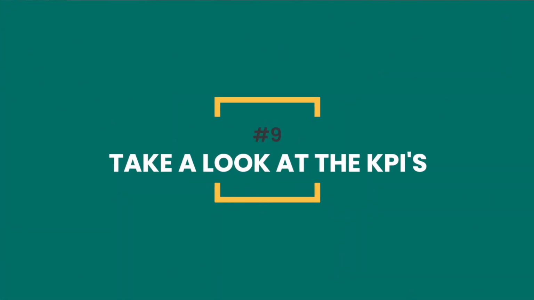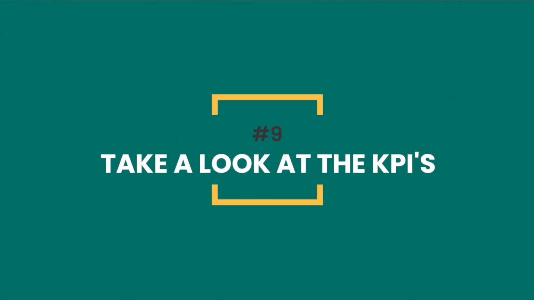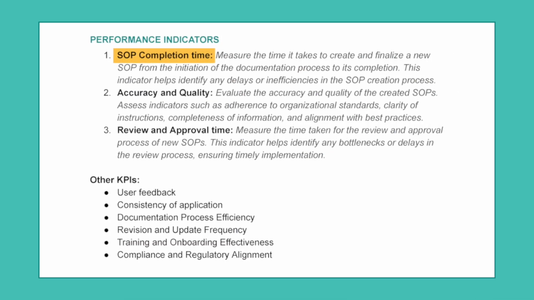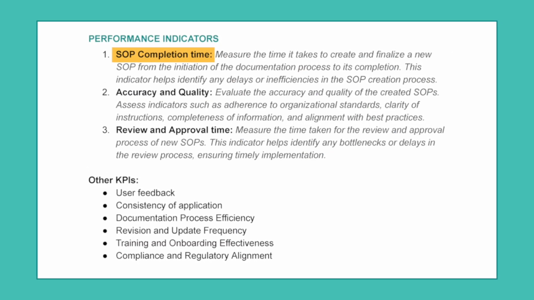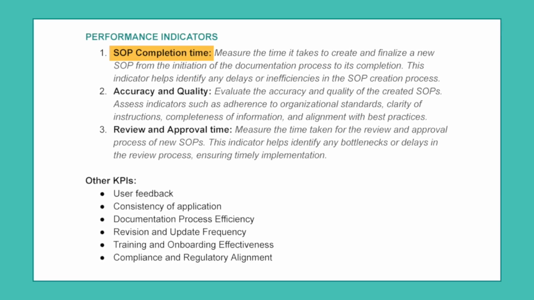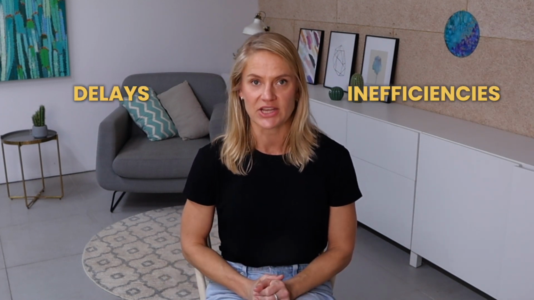Now, finally, you're going to want to take a look at the key performance indicators or KPIs to monitor the effectiveness of the SOP. And in this case, you will want to consider SOP completion time, or the time it takes to create and finalize a new SOP from the initiation of the documentation process to its completion. So this indicator really helps to identify any delays or inefficiencies in the SOP creation process in this specific example.